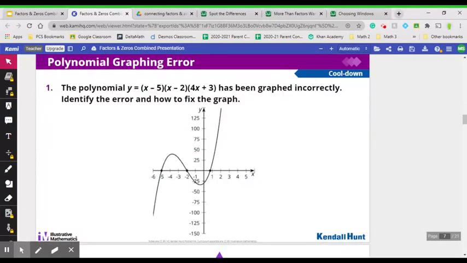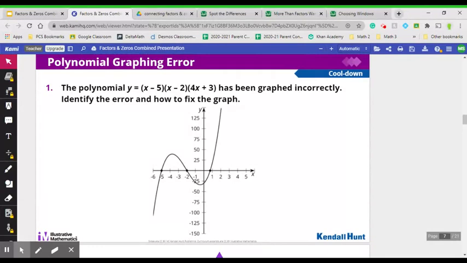And so now we have a wrap-up problem you guys are going to try on your own in a second, but let's read through it together. Polynomial y equals x minus 5 times x minus 2 times 4x plus 3 has been graphed incorrectly. Identify the error and how to fix the graph. So take a moment to try this problem out and see if you can find the error and how to fix it.